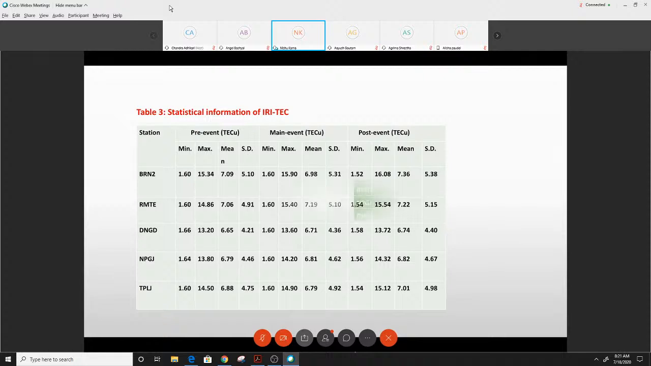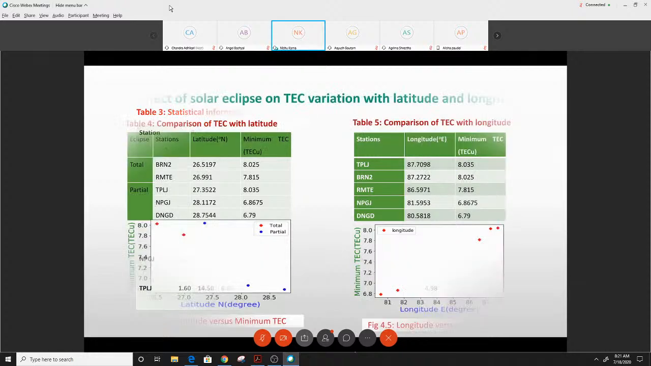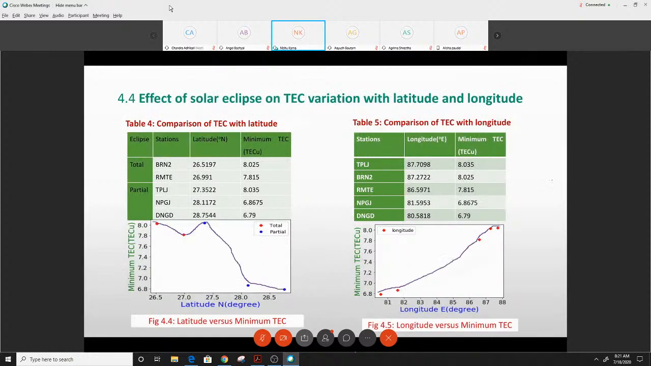The effect of the solar eclipse on TEC varies with latitude and longitude, which can be seen in figures 4.4 and 4.5. We see the latitude depends on the magnitude of the solar eclipse, but longitude does not. It is clearly seen in these plots that the lower the latitude, the lower the effect of the eclipse. But in figure 4.5, we see the lower the value of longitude, the higher the effect of the solar eclipse, because there is less value of TEC.